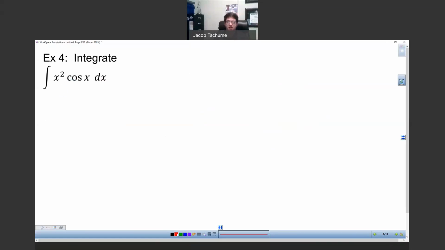So when we set up our integration by parts for number 4 here, remember going back to LIATE, there are no logarithms. There's not an inverse trig, but there is a polynomial function. So for your u, my polynomial function is x squared, and then the remaining terms, the cosine of x dx, will be your dv term. Finding each of their opposites, the derivative of x squared would be 2x dx, and then the antiderivative of cosine would be sine.